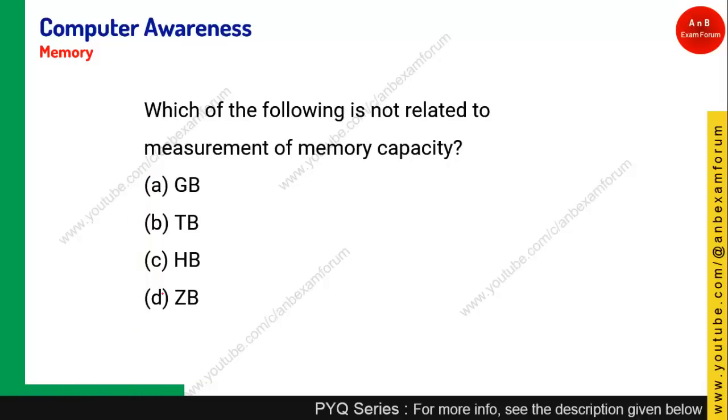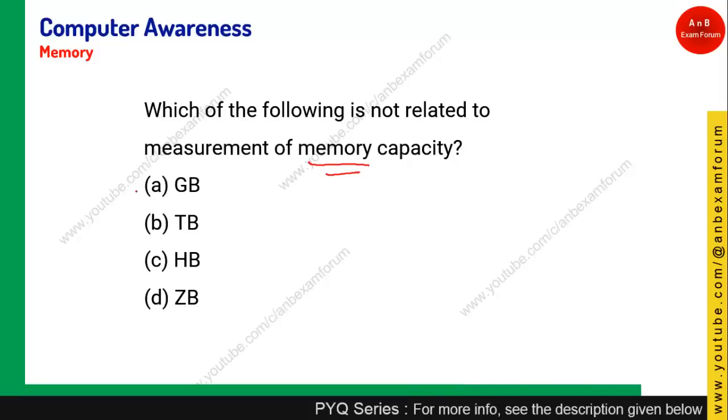Coming to the next very good question, which of the following is not related to the measurement of memory capacity? GB means gigabyte, TB means terabyte, HB we don't know, and ZB means zettabyte. So HB is not related to the measurement, so option C is the right answer.